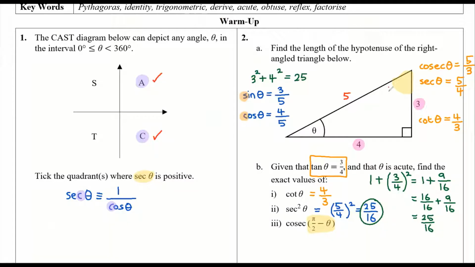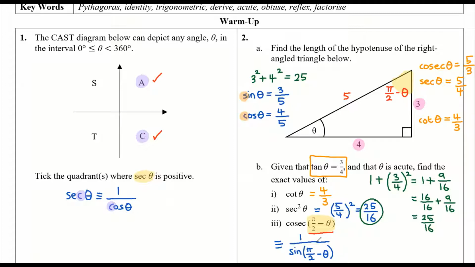So this angle here would be pi over 2 subtract theta, okay, which indeed is the angle we're talking about here. So I have to find the cosec of this angle. Well, cosec, of course, is 1 over sine, so we'll just make a note. So we know for part 3, this is the same as 1 over the sine of pi over 2 subtract theta.